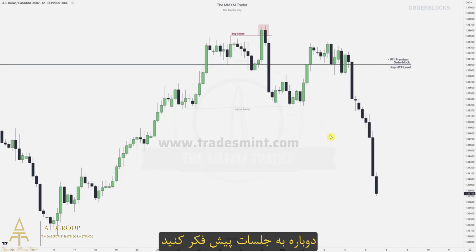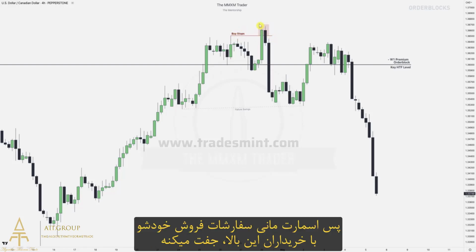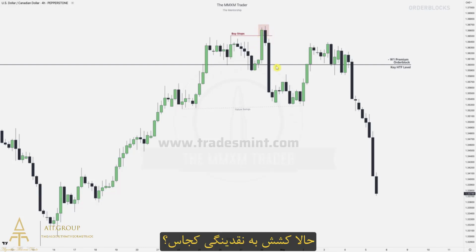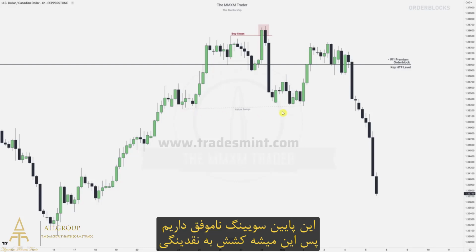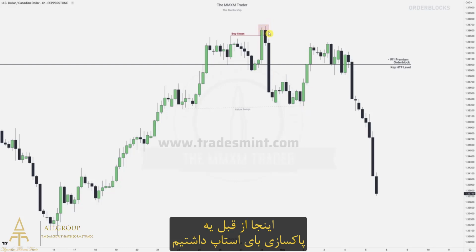All right, think about the previous lessons again. Order pairing above these old highs. So smart money accumulates sell orders to willing buyers. Then where is the liquidity? Where's the draw on liquidity? We have a failure swing down here, failure swing down here. So we have a draw on liquidity. We have a previous buy stop raid.